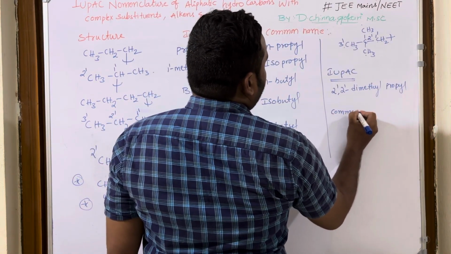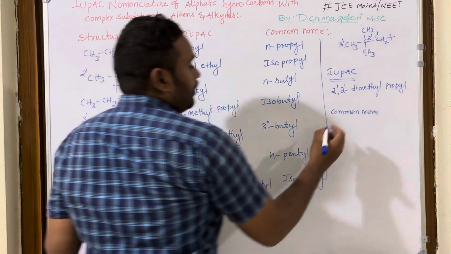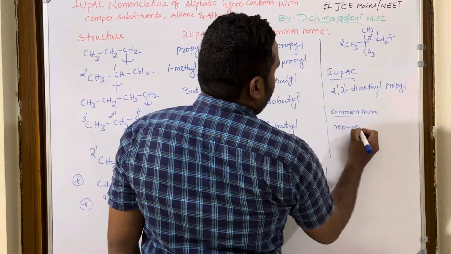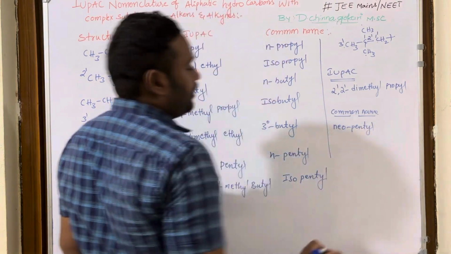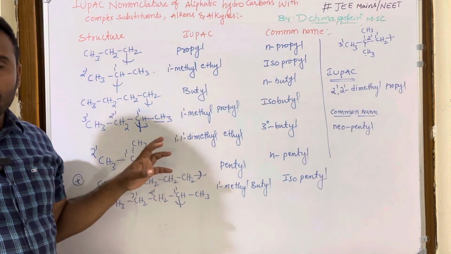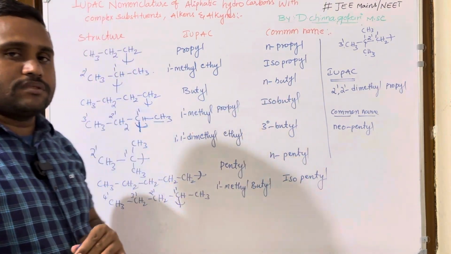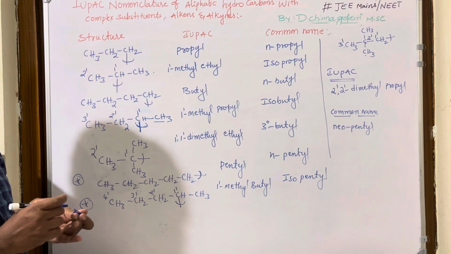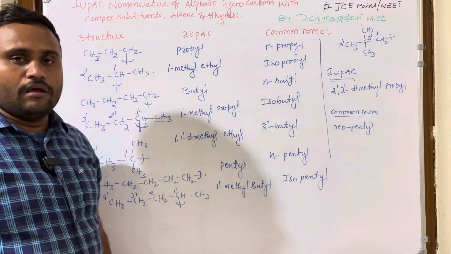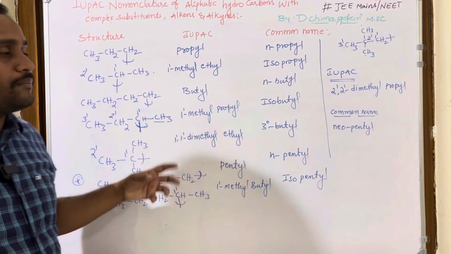Next, the common name. What is the common name? The common name is neopentyl. So this is about some important complex substituents and their IUPAC names and common names. Now let us see some examples.